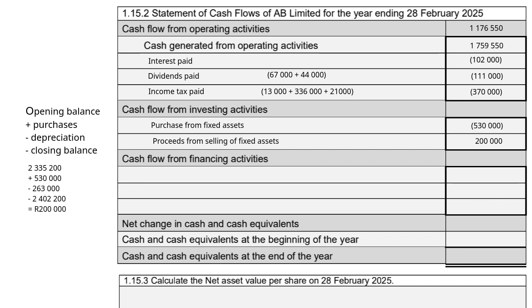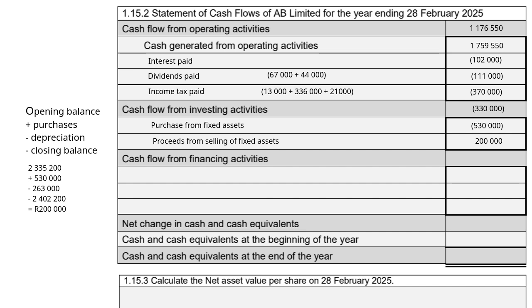So our cash flow from investing activities will then be 330,000 Rand in brackets because you say the negative 530,000 from your purchases plus the 200,000 from your proceeds from selling of fixed assets to give you a bracketed amount of 330,000 Rand for cash flow from investing activities. Then cash flow from financing activities.